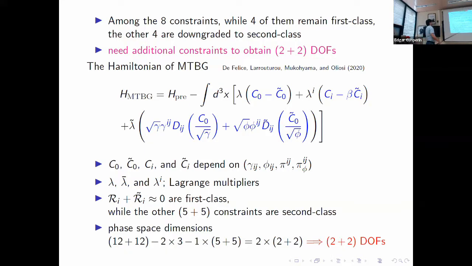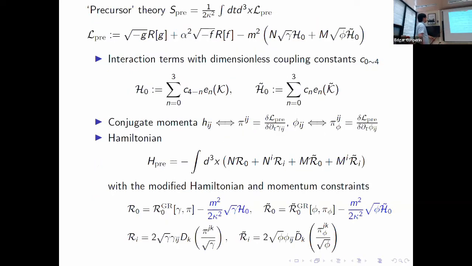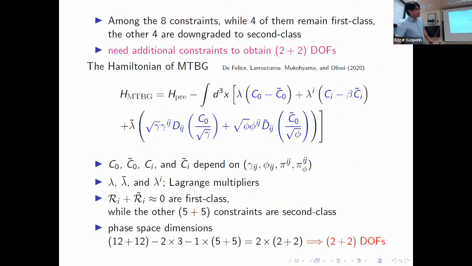But since there's no lapse and shift dependence in these new constraints, the lapse and shift still play the role of Lagrange multipliers. So the Hamiltonian and momentum constraints are the same. Now we have totally 13 constraints.